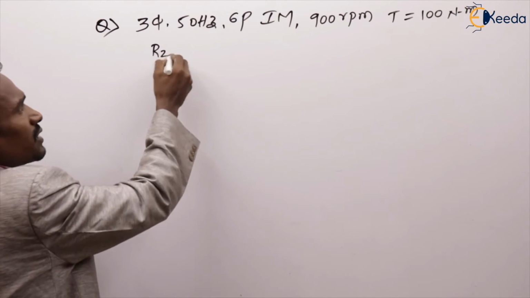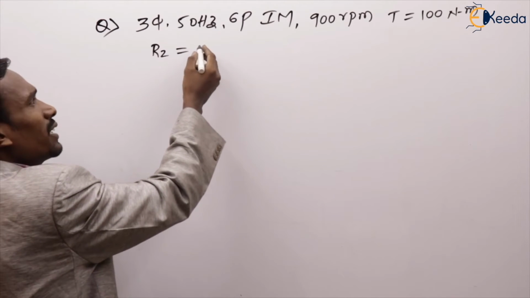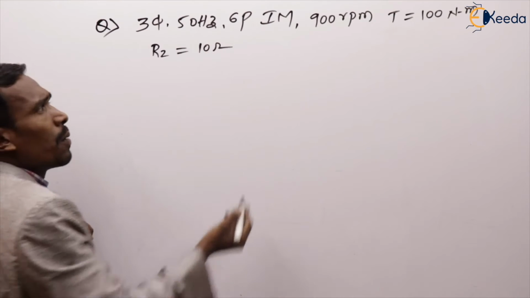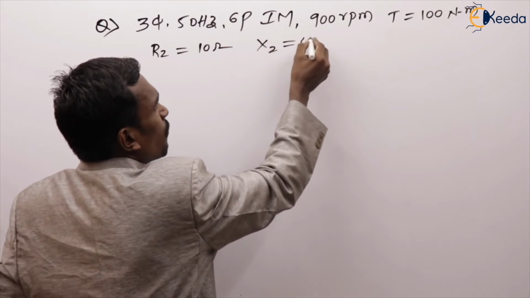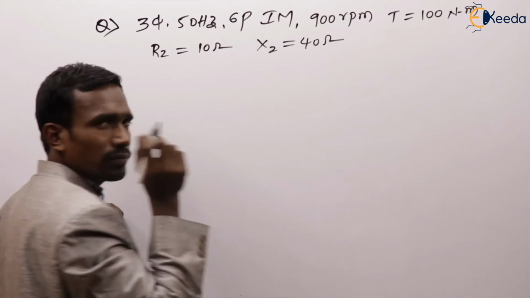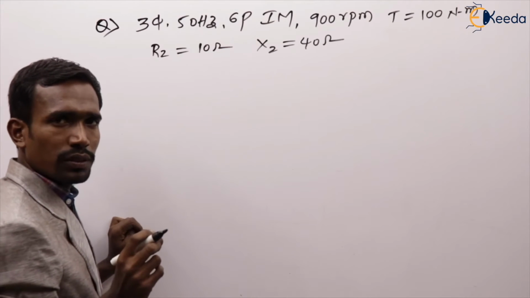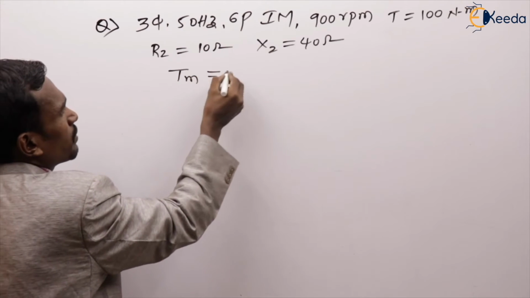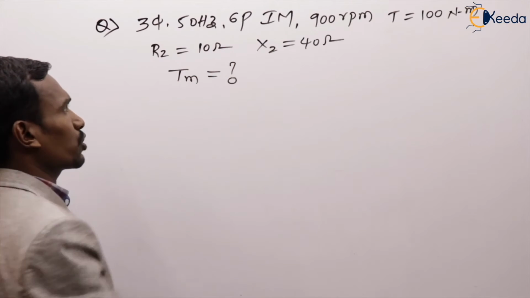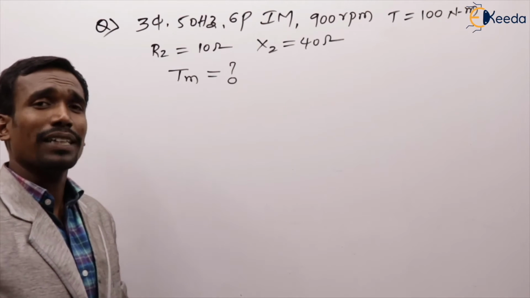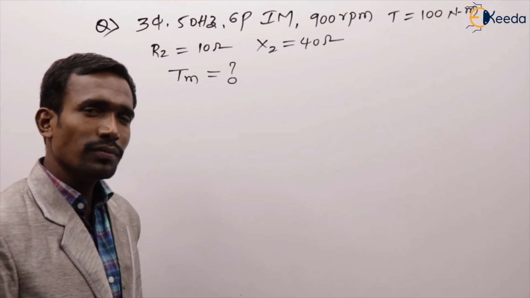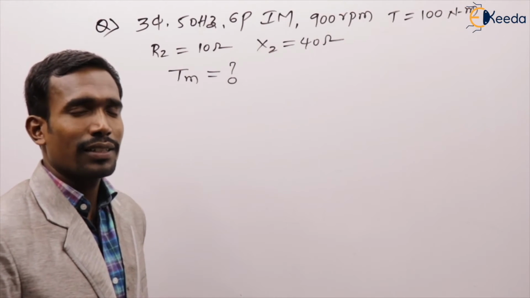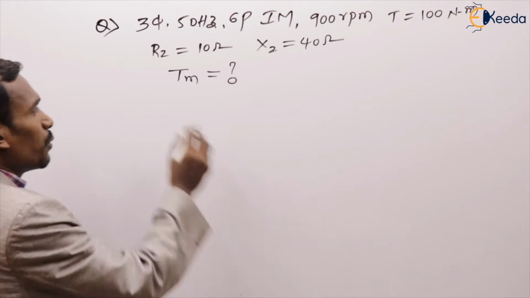My rotor resistance is 10 ohms. My rotor reactance is 40 ohms. Then find out the maximum torque. This is my question. Which formula do we have to use? Tell me the formula.